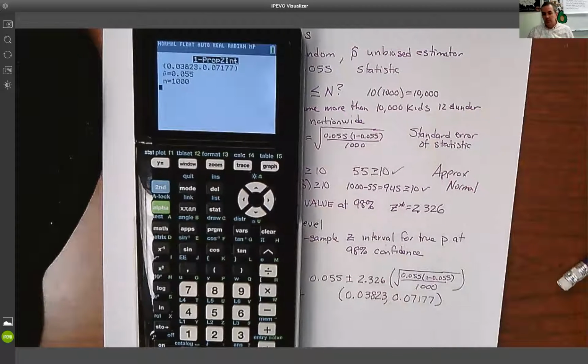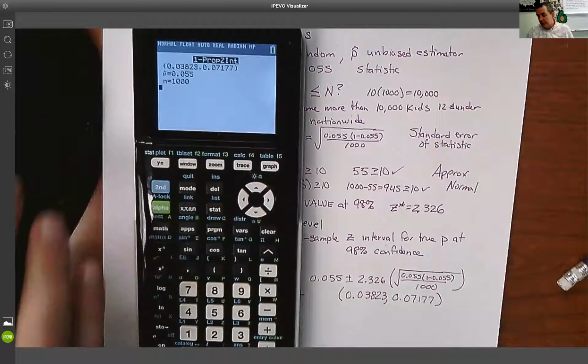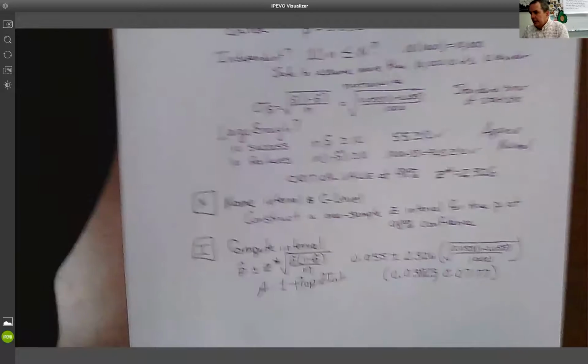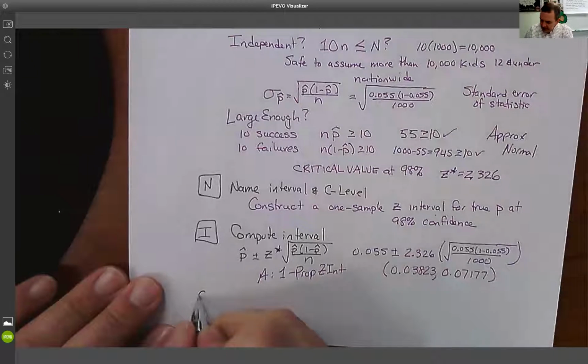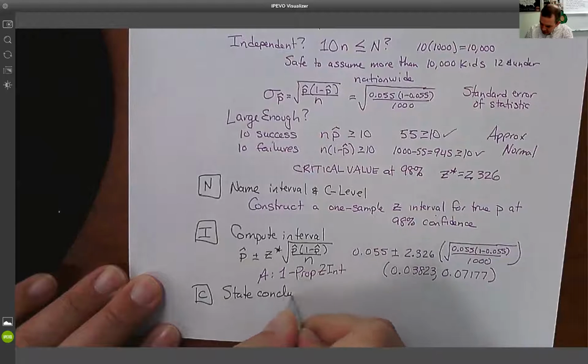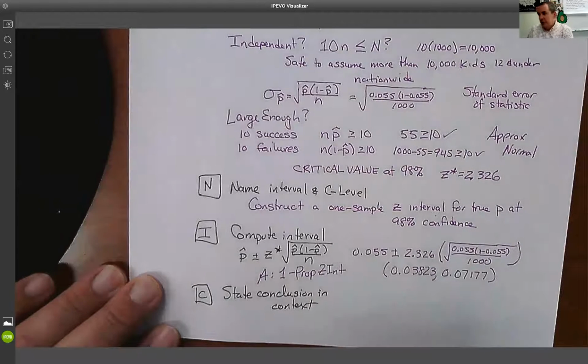Don't round anything. Don't truncate anything. Write it down exactly as it appears there. That's my confidence interval. That's my 98% confidence interval. And the last thing I'm going to do is C. I'm going to state my conclusion in context. And that's that sentence I wanted you to memorize.